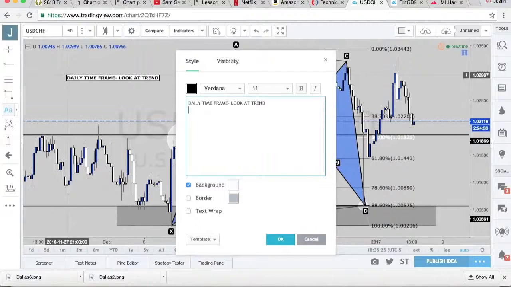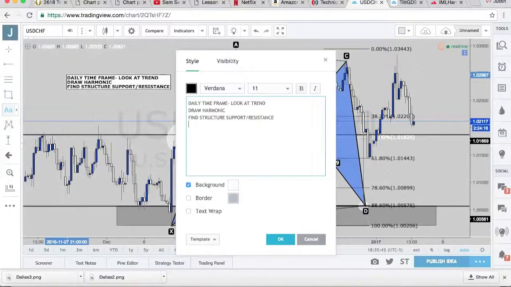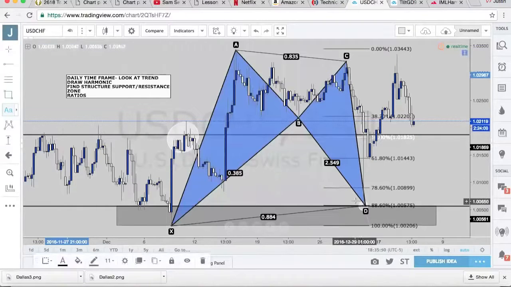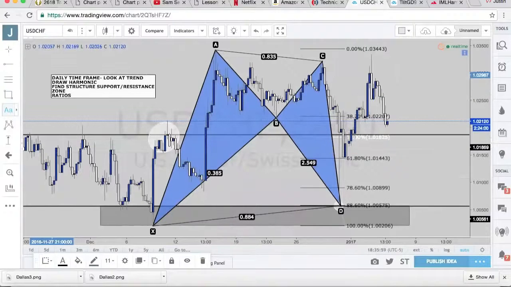Two, then we're going to draw the harmonic that's on the scanner, right? Once we do that, we're going to find structure support or resistance. And then after that, we're going to see if there's a zone for more confluence and if the ratios are correct. So in this case, the ratio was there, 88.6 from the X to A. Everything else was there. You had the zone here at the top of the zone. You had the structured support and confluence with the buy for 280 pips.